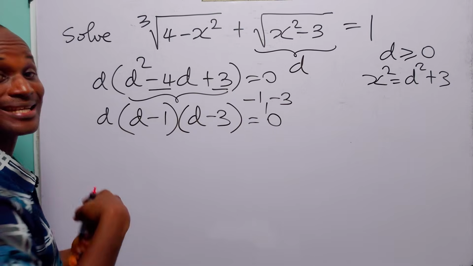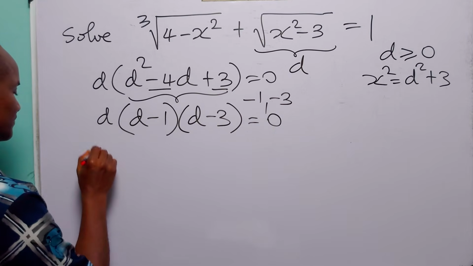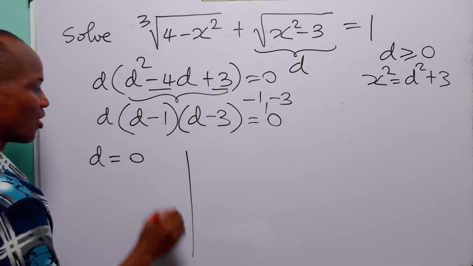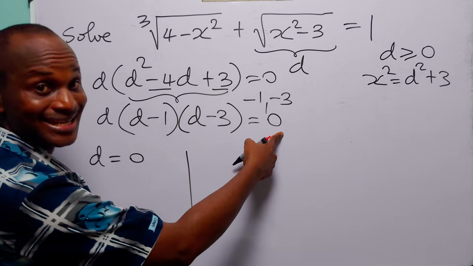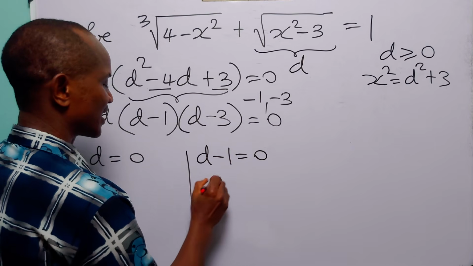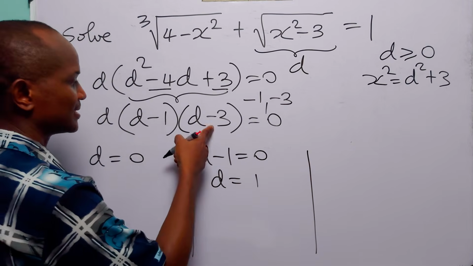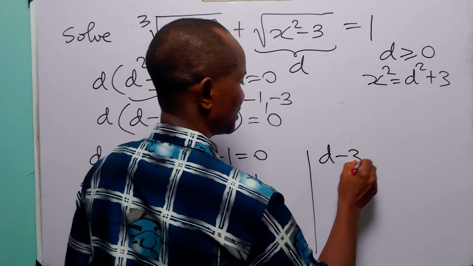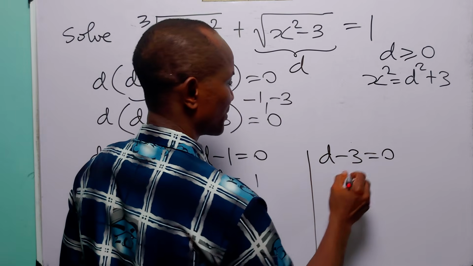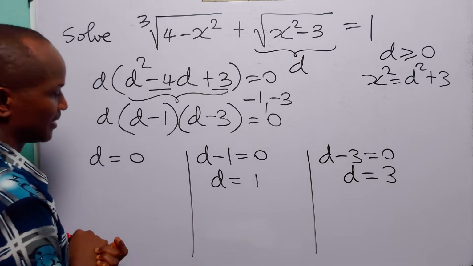And of course, from here, it is very easy to see that either d is equal to 0, or d minus 1 is equal to 0. From here, we have that d is equal to 1. Or finally, d minus 3 is equal to 0. From here, we have that d is equal to 3.